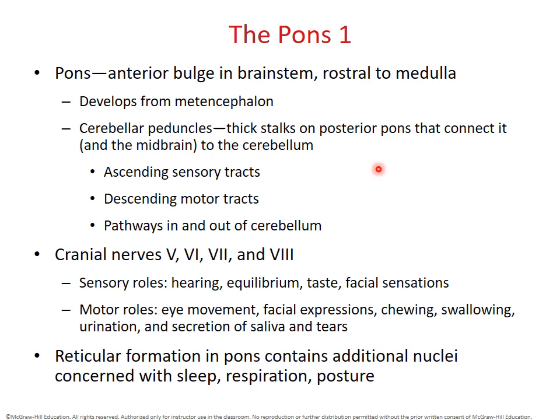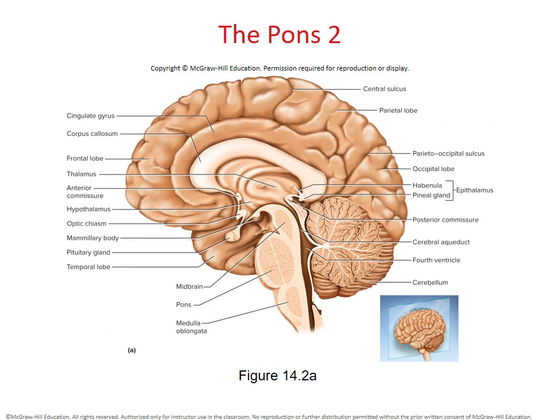Once again, we see that the pons contains some origins of cranial nerves, different cranial nerves now from what we saw in the medulla. It is also part of that reticular formation that I just mentioned, which is involved in consciousness and sleep and so on. It also has some respiratory nuclei as well that work with the medulla to regulate respiration.